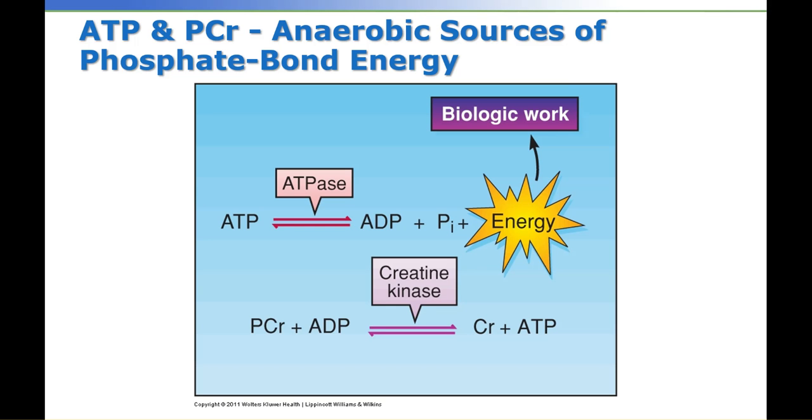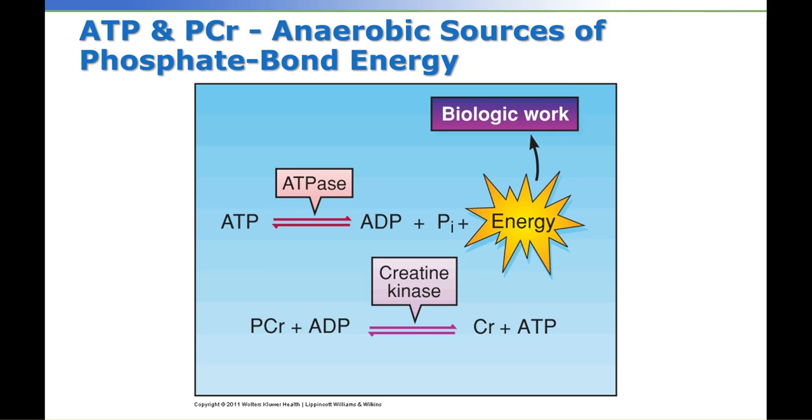ATP and PCR are anaerobic sources of phosphate. Anaerobic means without oxygen, without the presence of oxygen. ATP is still created, okay? It's created by PCR. But this is basically how biological work can take place, by the use of these sources of energy.